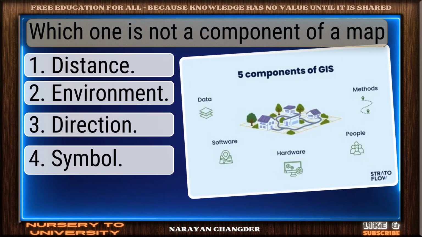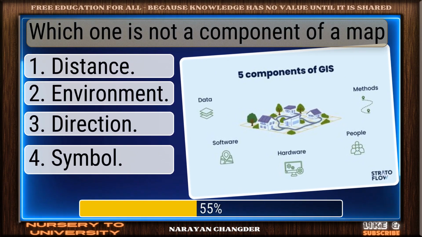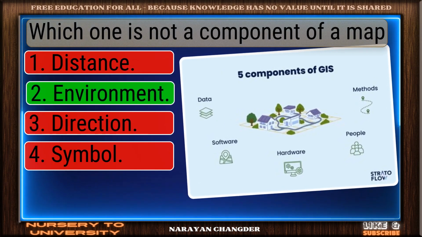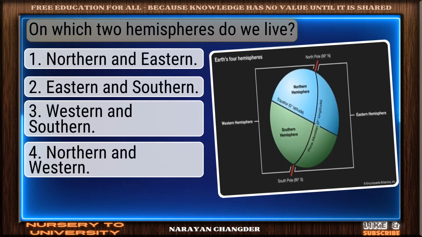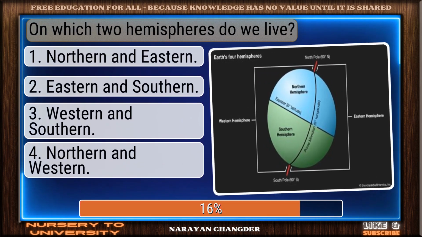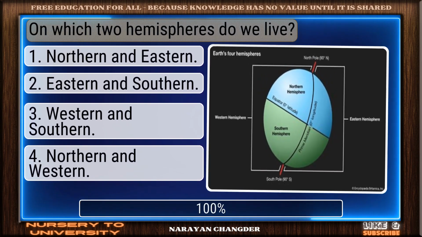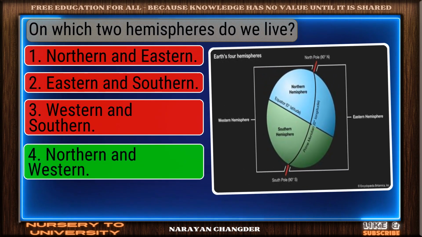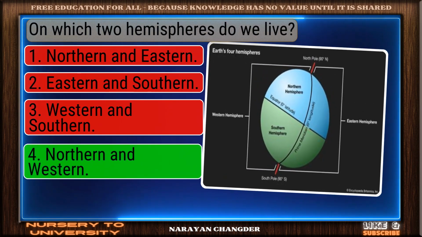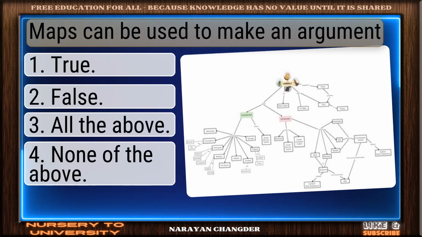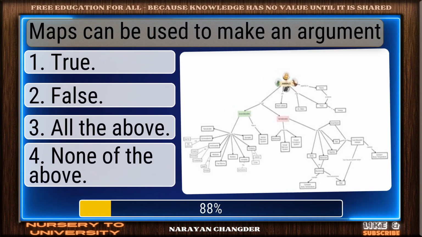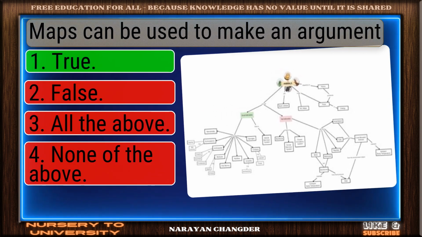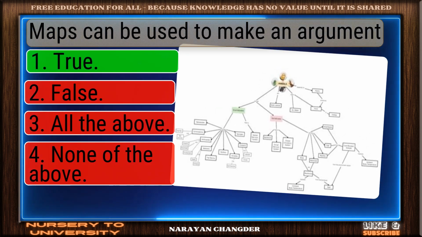Which one is not a component of a map? Sharp thinking. Environment is the right choice. On which two hemispheres do we live? Nicely done. Northern and Western is a solid answer. Maps can be used to make an argument. You're right. True is the correct answer.